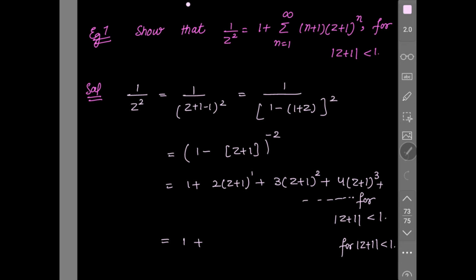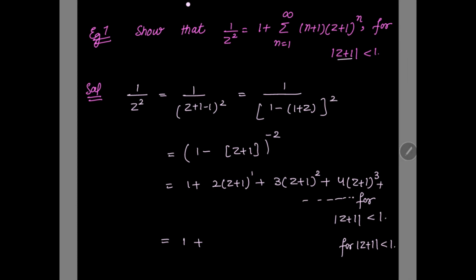Show that 1 by z square is equal to 1 plus summation starts from n equal to 1 to infinity n plus 1 into z plus 1 the power n for mod of z plus 1 less than 1. Now my expansion should be now in 1 minus mod of z plus 1. So what we are having in the denominator is z square only. We need z plus 1.